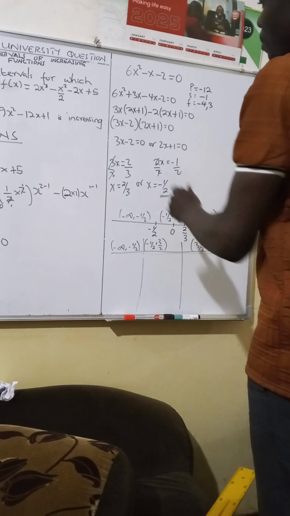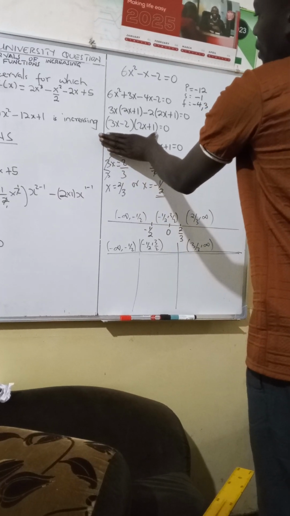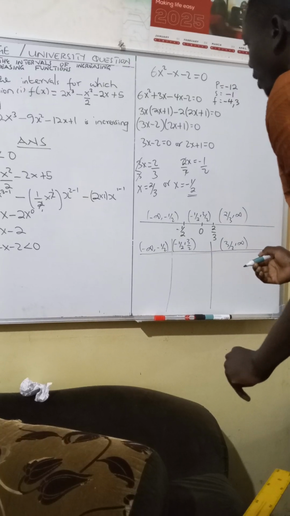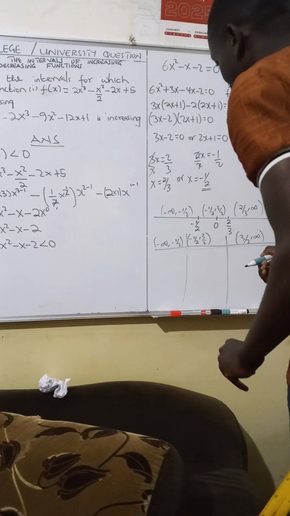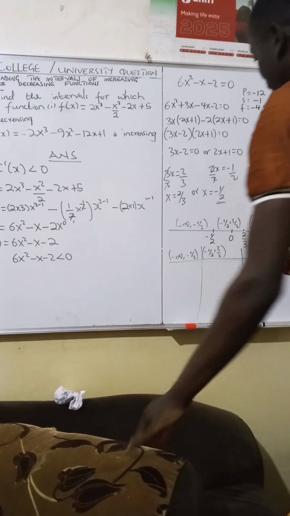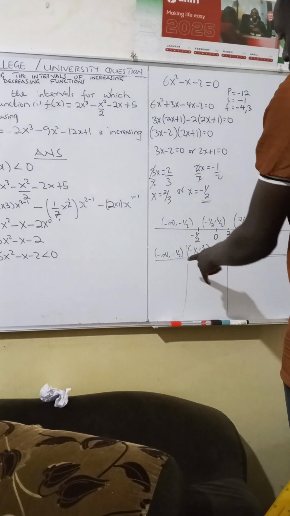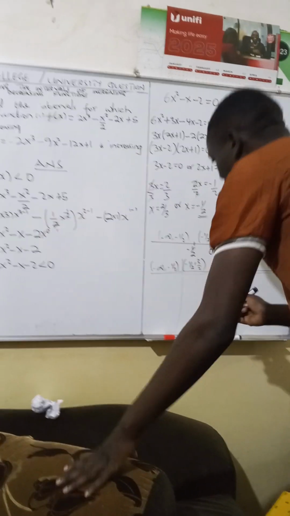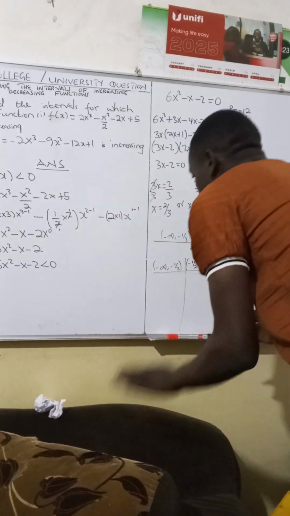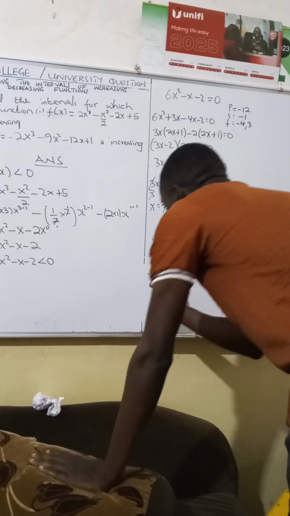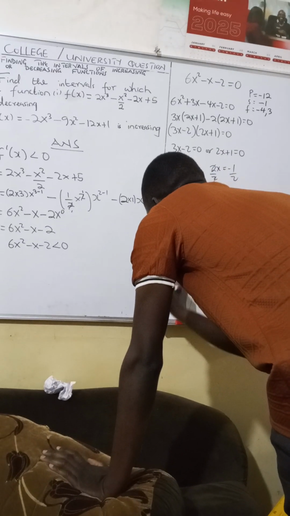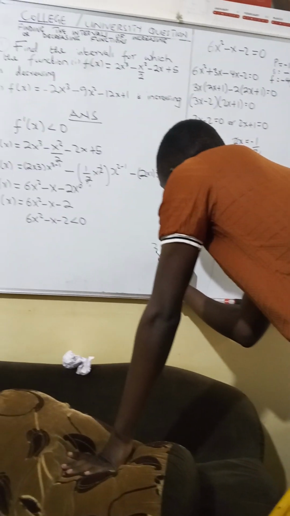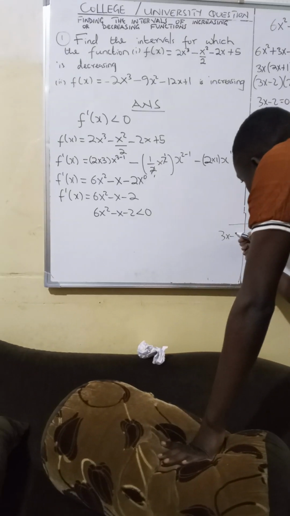Okay, so now my factorized equation is this one. Then I'm going to replace it. I'm going to be finding values which are in this range. So the function that I have, I've got two factorized equations. I'm going to get the factorized one, 3x minus 2.